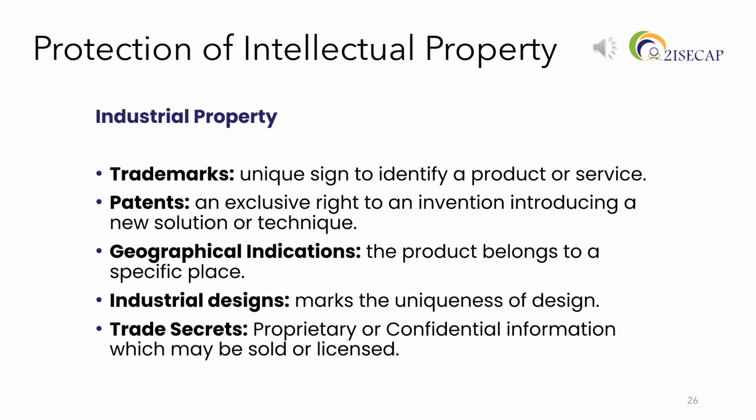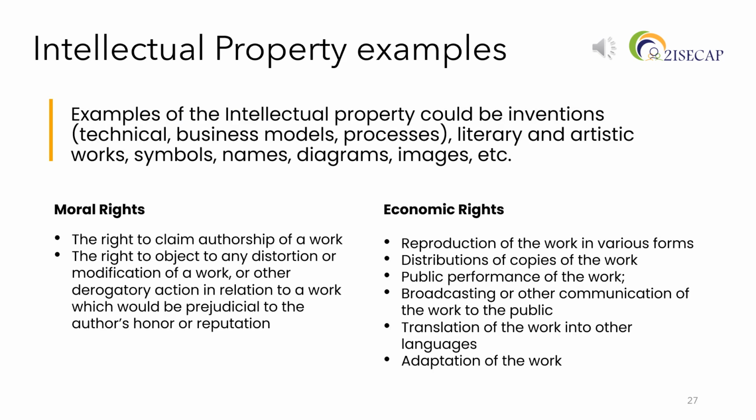The protection of industrial property covers trademarks, patents, geographical indications, industrial designs, and trade secrets, for example. Some specific examples of IP results are inventions, artistic works, names, symbols, and other graphic materials. There also exists a separation between moral and economic rights.